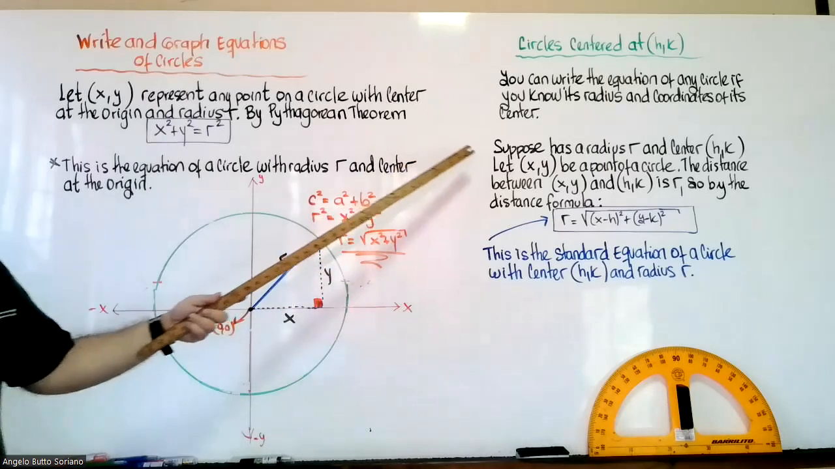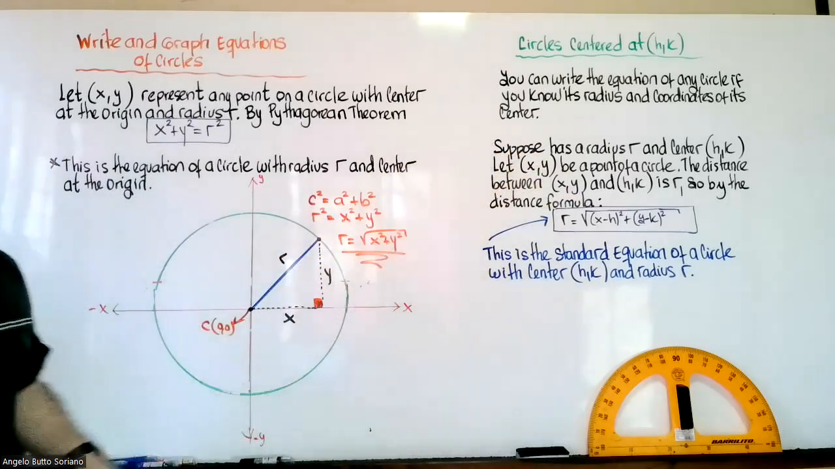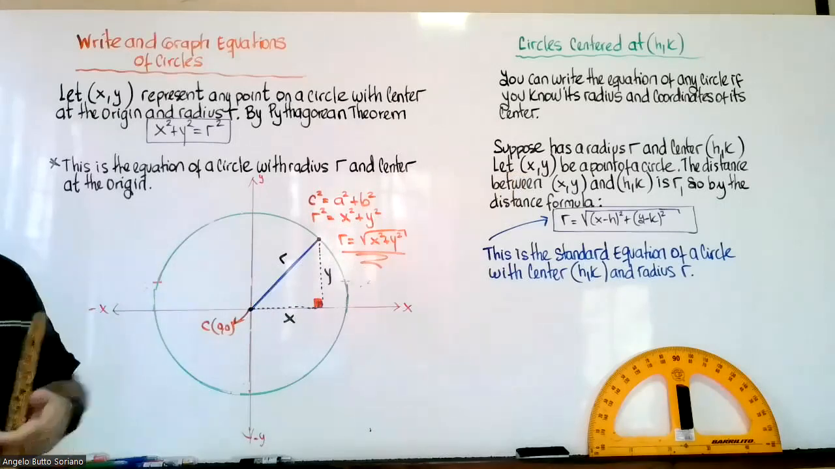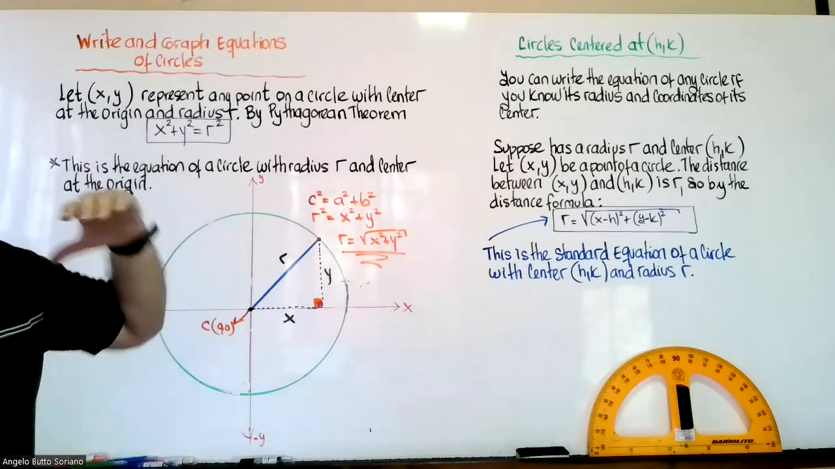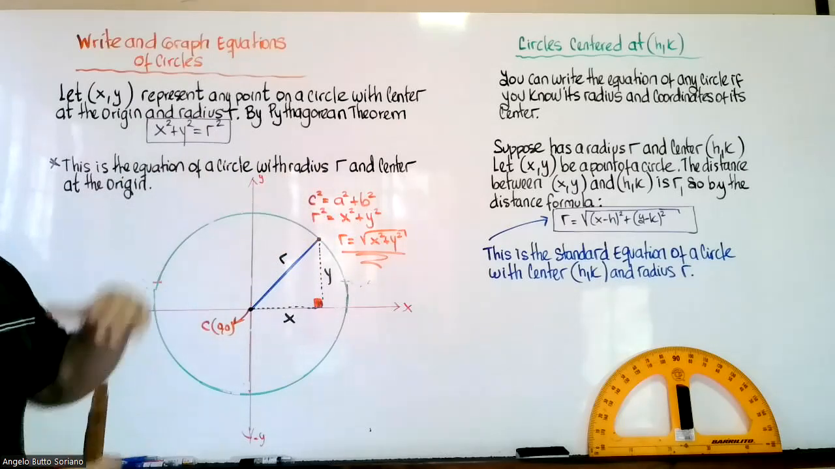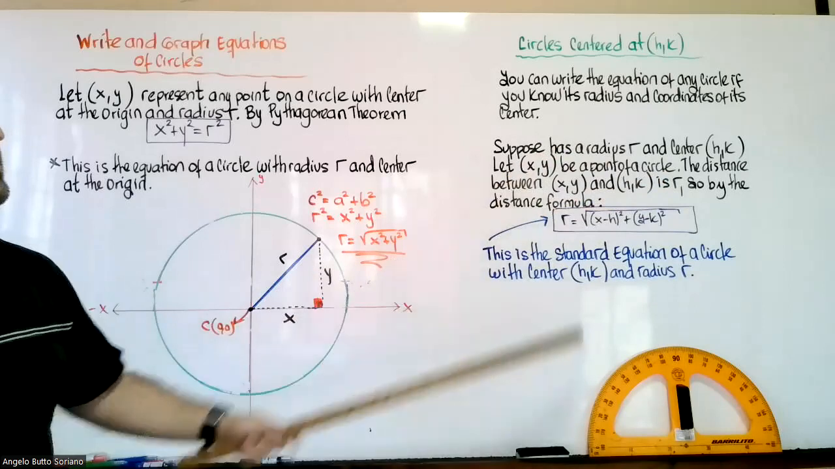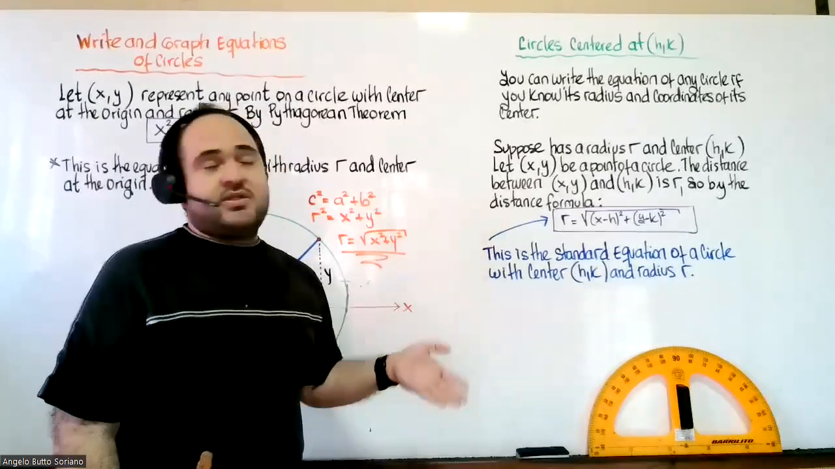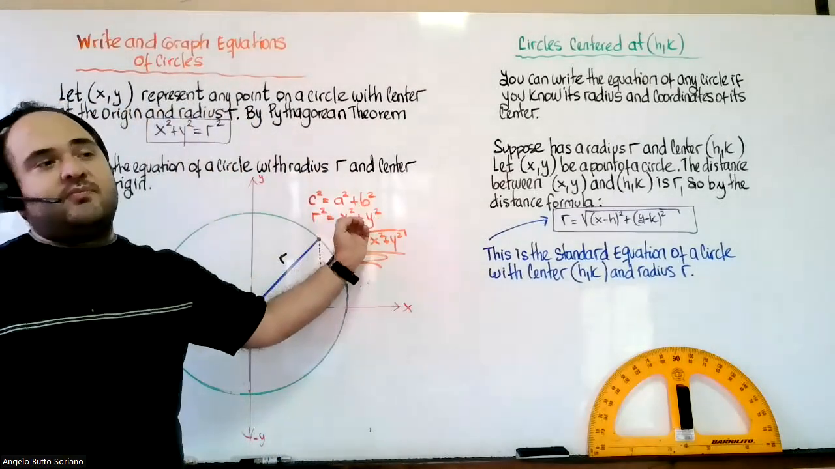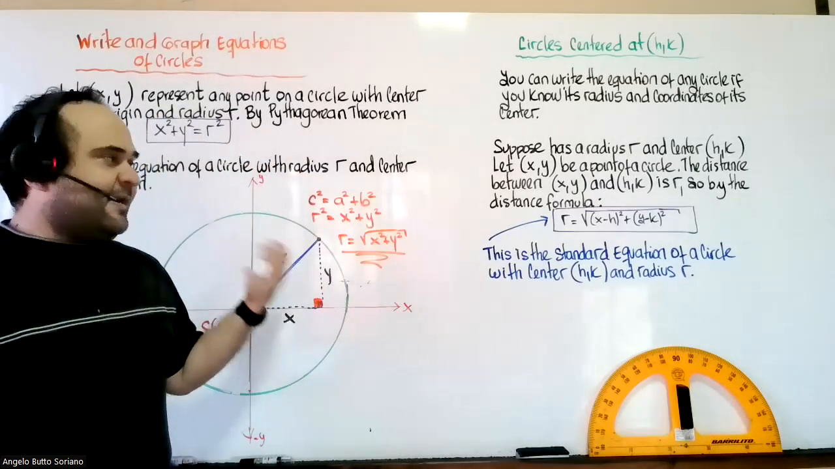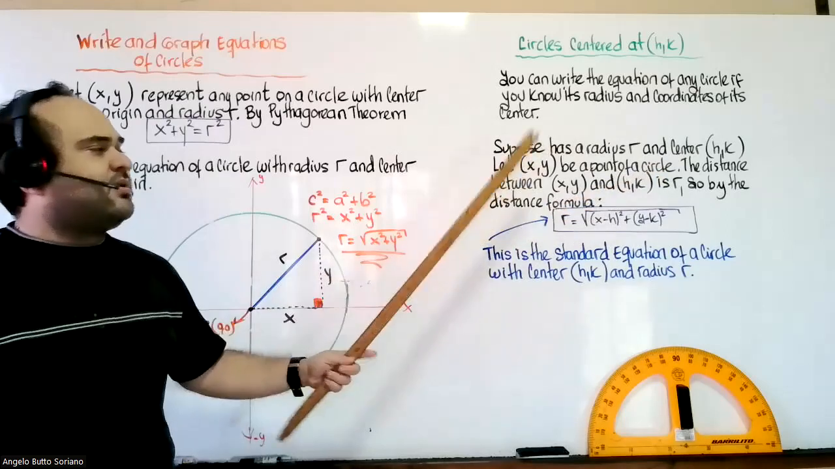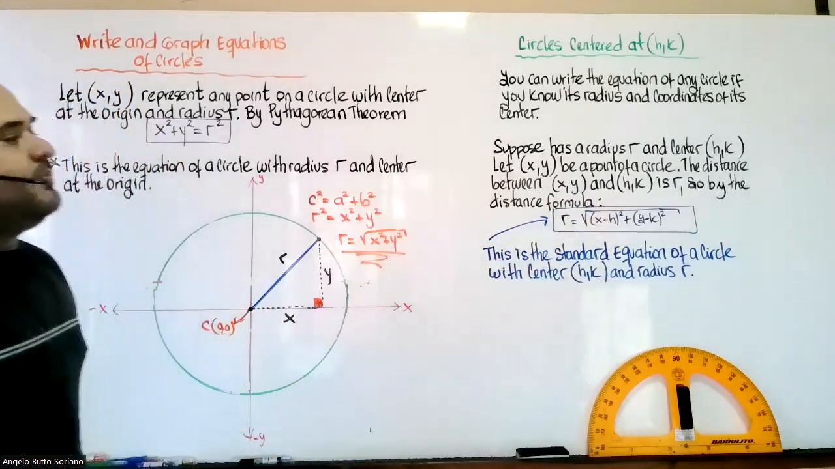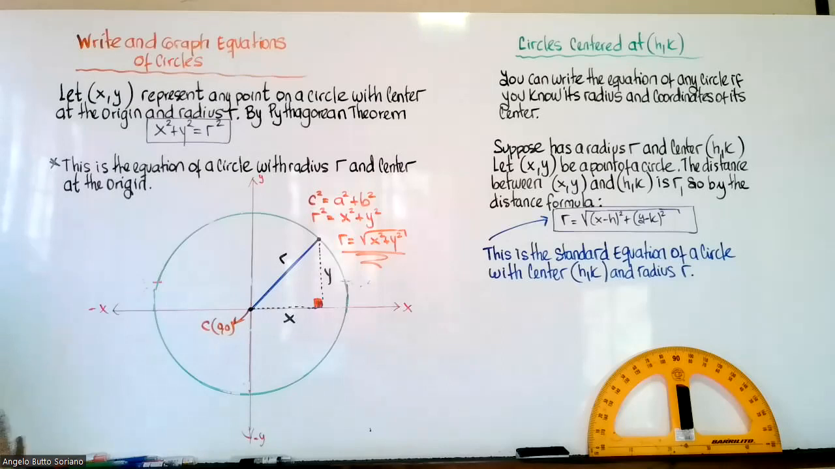For that reason, suppose that you have a radius r and a center given by h comma k. So x and y could represent any point of the circle. Using the distance formula between x, y and the center of this circle, h comma k, we can calculate the radius. Why the radius? Because remember the definition of the radius: the distance from the center of any circle to any point on it. So we have the formula r equals the square root of x minus h squared plus y minus k squared.